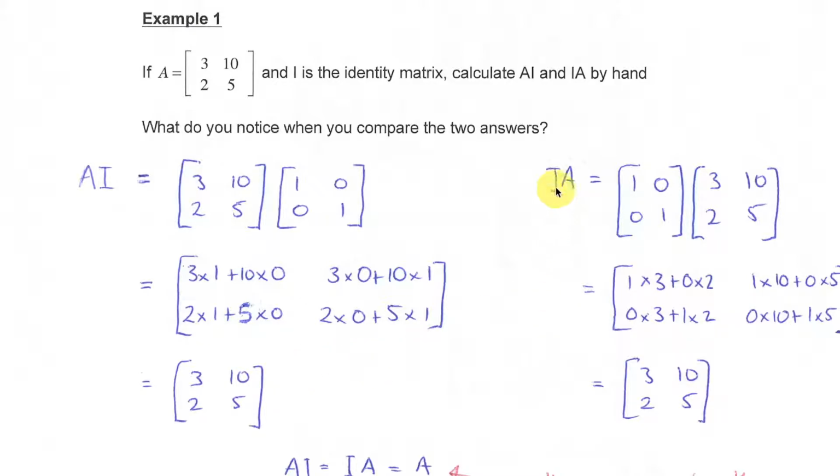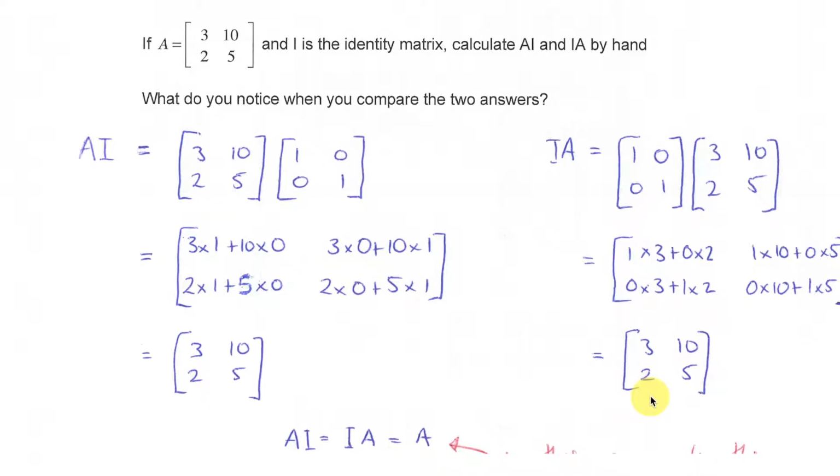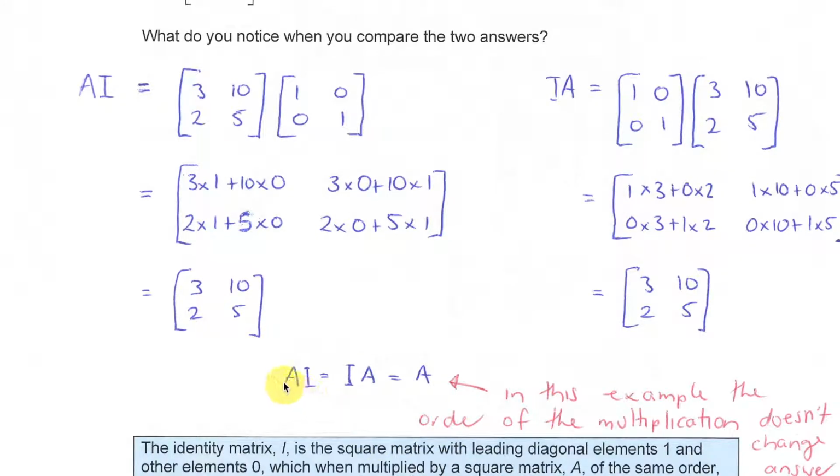Let's now take a look at changing the order. So if we take the identity matrix 1, 0, 0, 1, multiplied by matrix A 3, 10, 2, 5, you can see the result is matrix A. So what we've found there is that matrix A multiplied by the identity is equivalent to the identity multiplied by matrix A, and that is equal to matrix A.